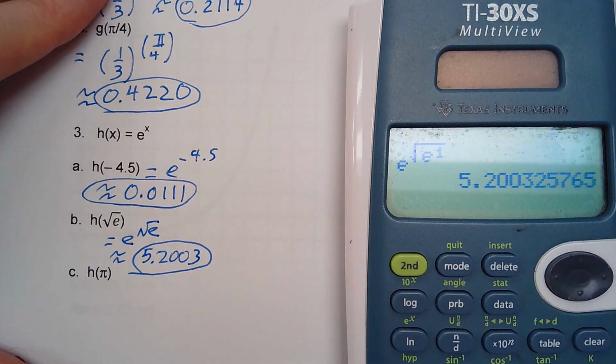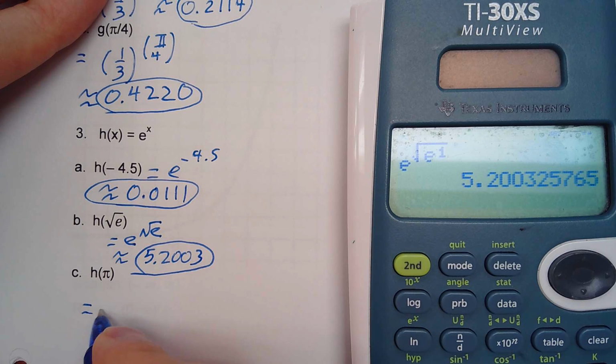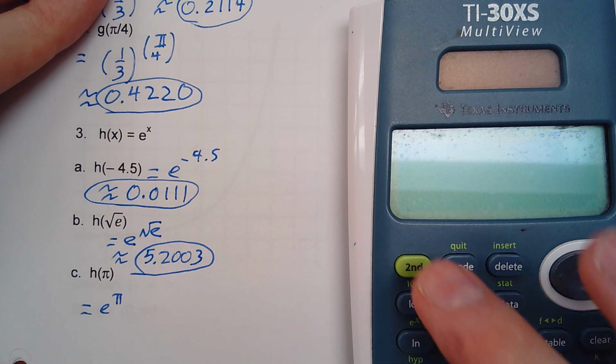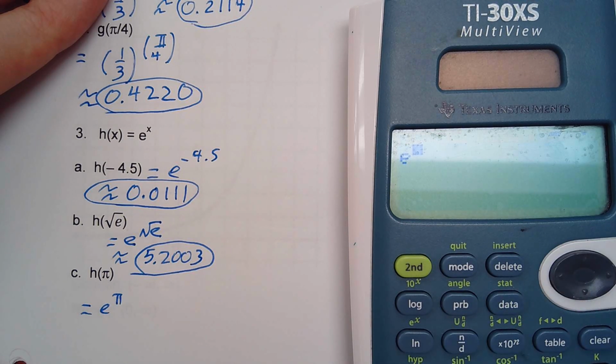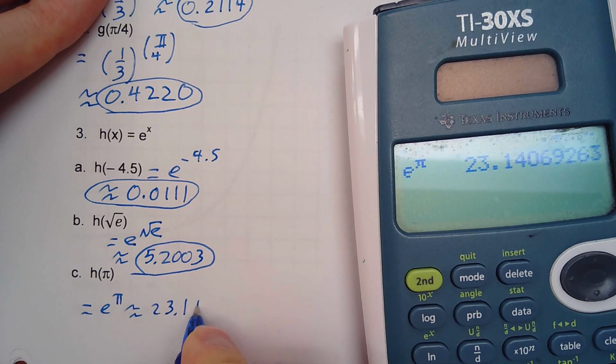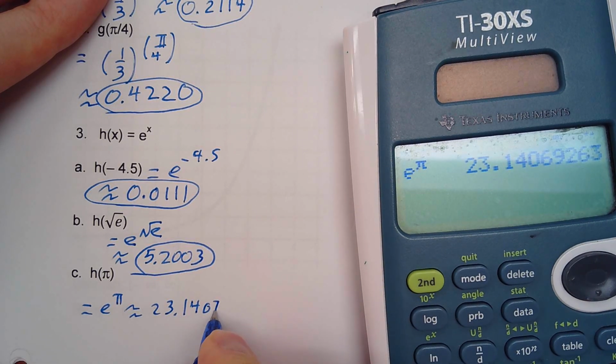Alright, let's try this bottom one. So this is e to the pi. Second ln, do our pi key, hit enter. 23.1407.